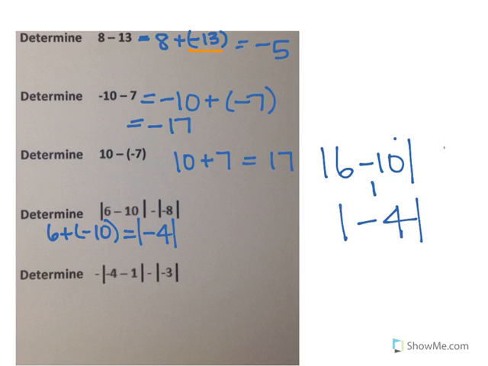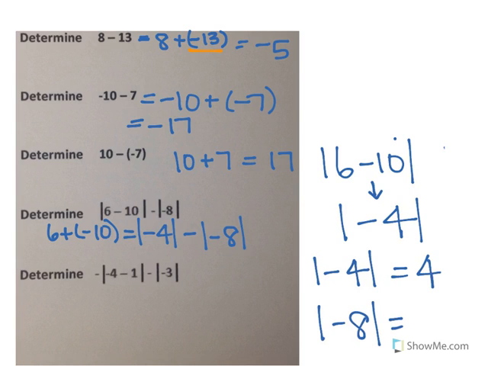Okay, so this basically was rewritten like this. We still have to find whatever the rest of the problem is. So the absolute value of negative 4 minus the absolute value of negative 8. Well, the absolute value of negative 4 is 4, and the absolute value of negative 8 is 8. So we can write this 4 minus 8, and 4 minus 8 is going to be negative 4.